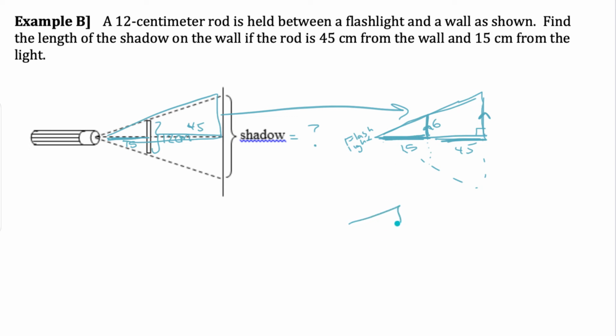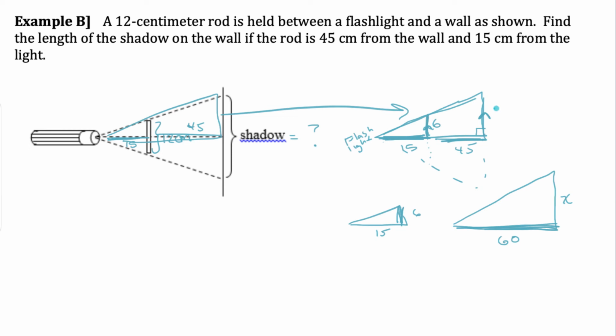So if you want, I could even redraw those two similar triangles. I could have that 15 and that 6, and then I have this whole length here, right? And this whole length here is 15 plus 45, so that's 60. And I'm going to call this x.